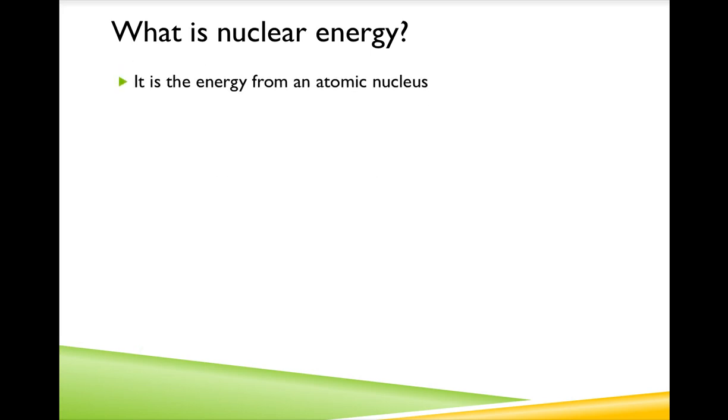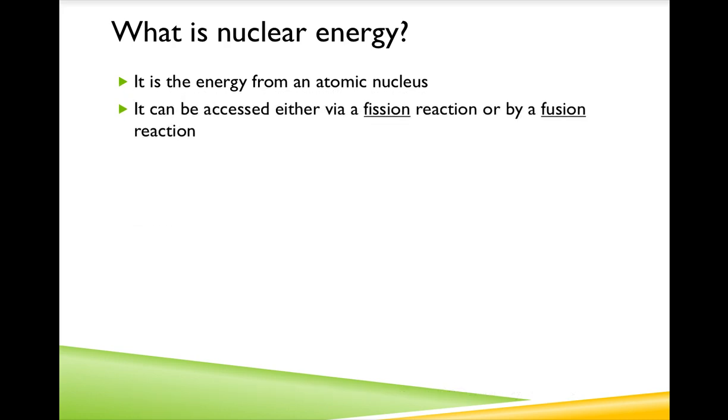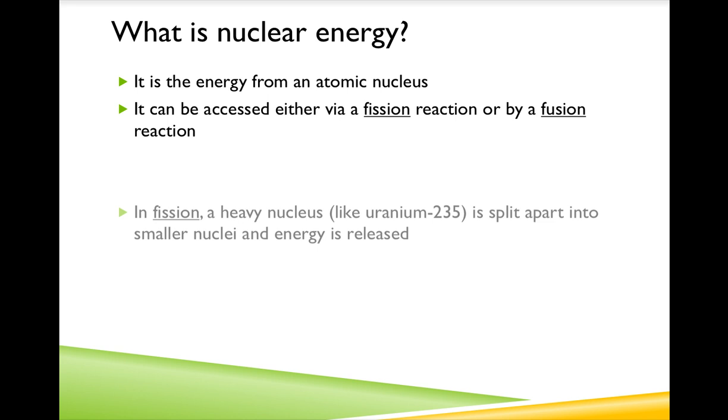Well, nuclear energy is the energy from an atomic nucleus. And there are two ways that we can access nuclear energy. We can either access it through fission, a fission reaction, or by a fusion reaction. And these two are very important to keep straight. One of them, fission, is the one we're using right now. Fusion is a reaction that people hope to harness in the future, but right now it's a little bit too dangerous and unpredictable for us to manage.